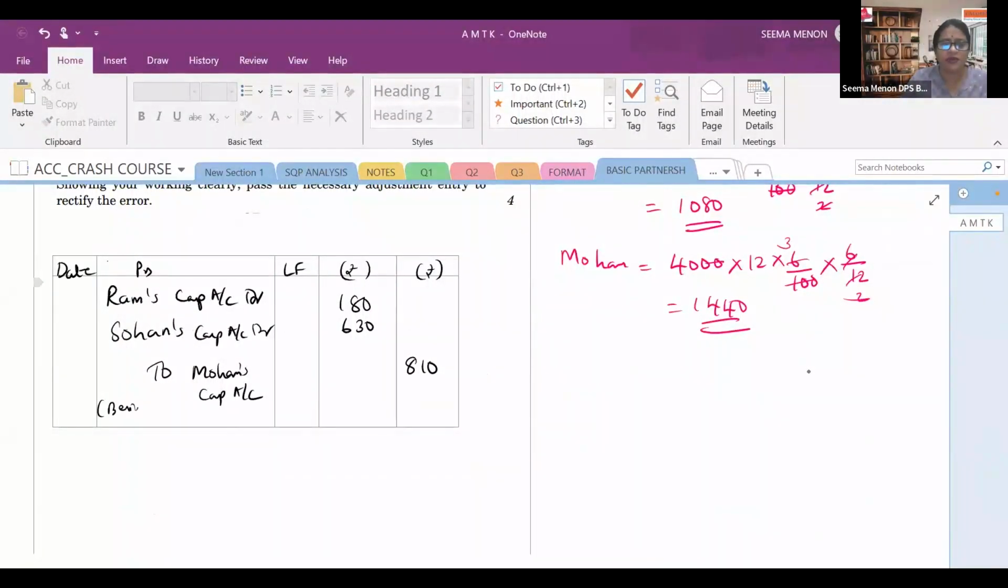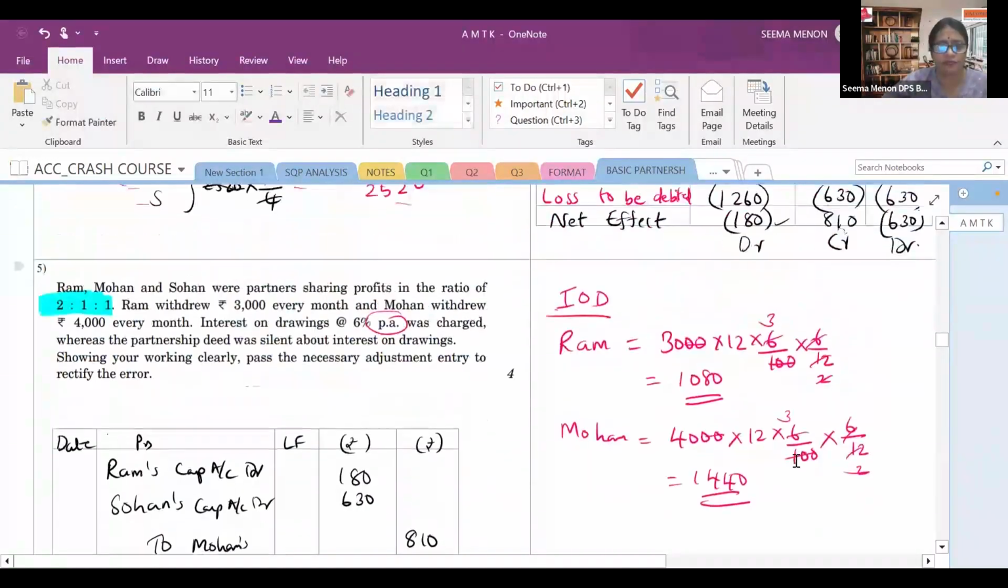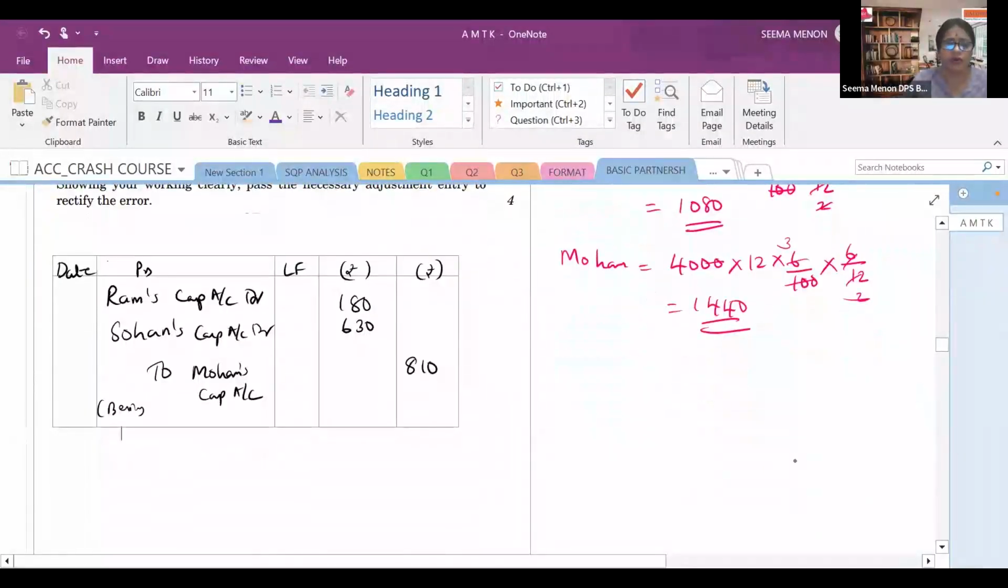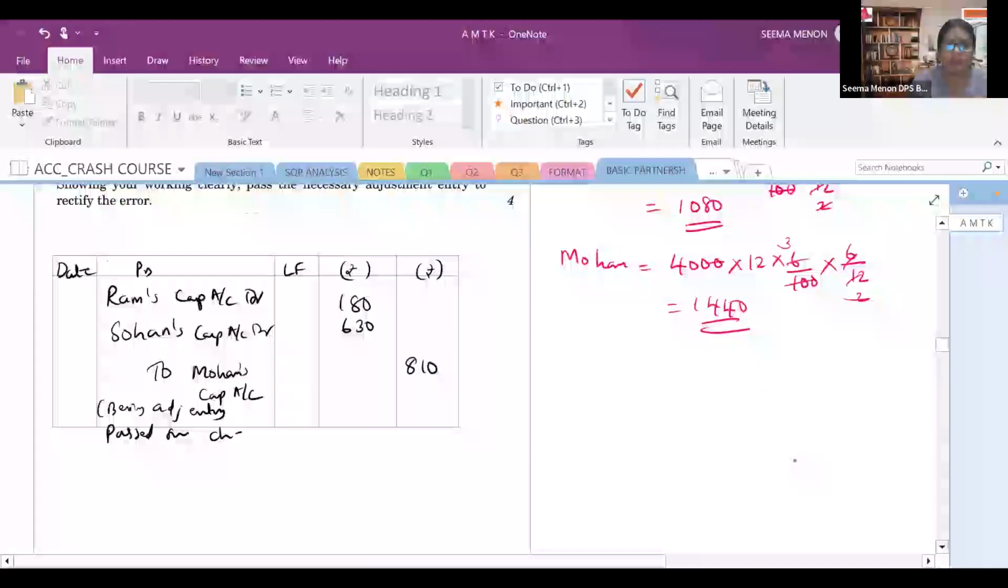Being adjustment entry passed for charging interest on drawings. Being adjustment entry passed for charging interest on drawings wrongly. That's all. So that way you will be writing the narration.